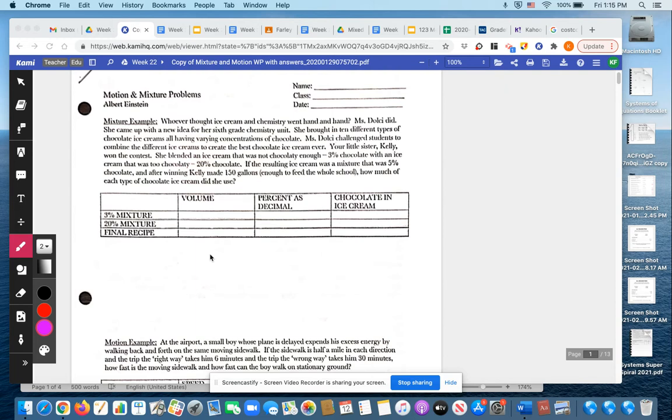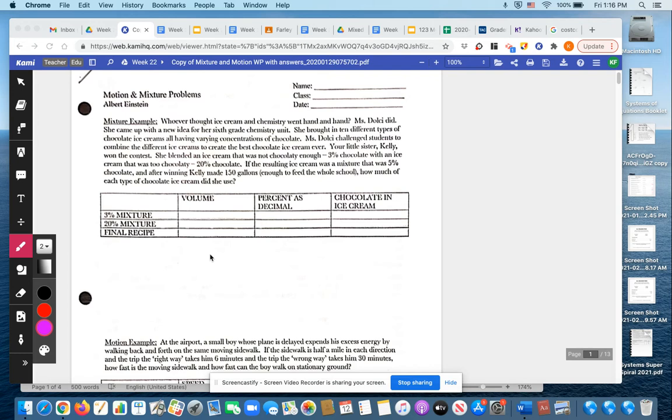Whoever thought ice cream and chemistry went hand in hand? Miss Dulce did. By the way, a little history of Wayland Middle School. Miss Dulce was a former sixth grade science teacher years before you guys were at the middle school. But anyways, Miss Dulce had this idea. She came up with a new idea for her sixth grade chemistry unit.